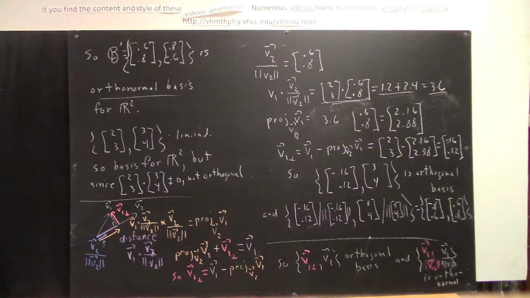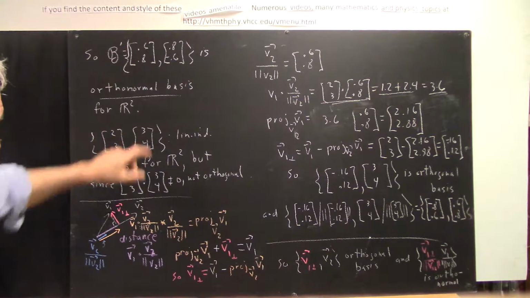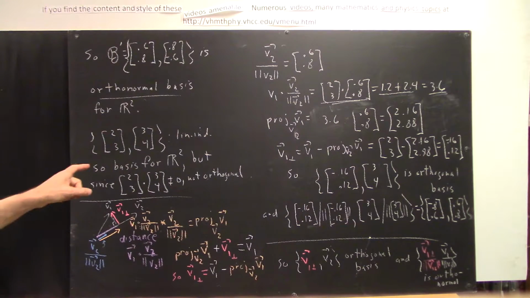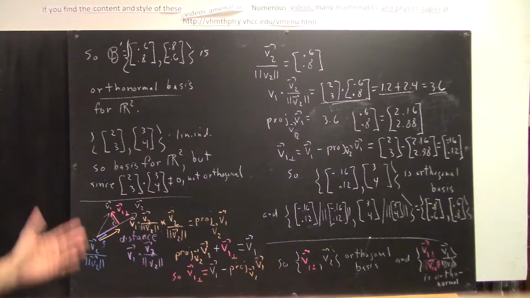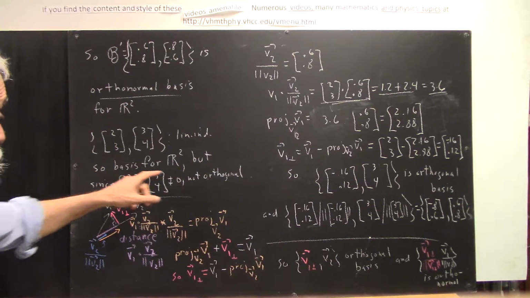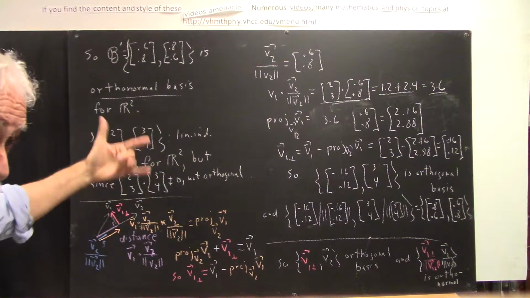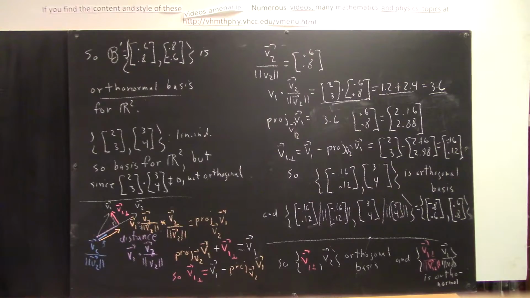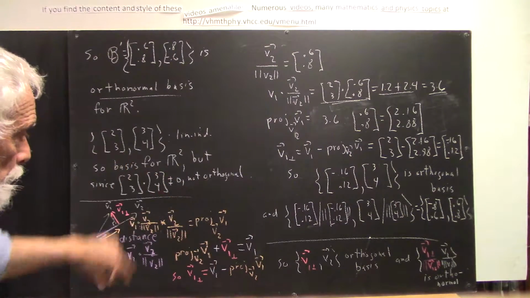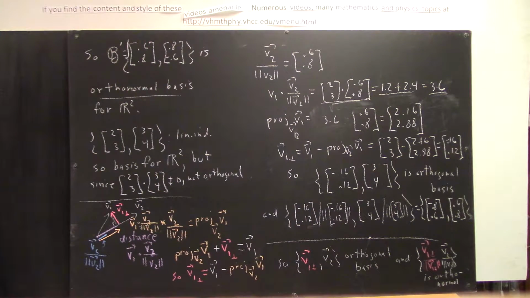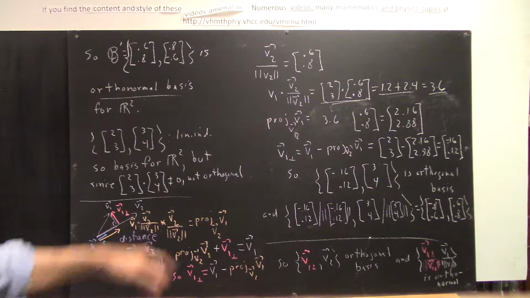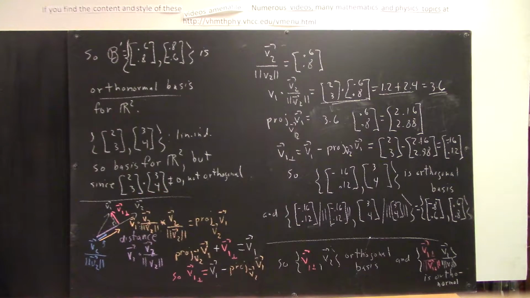So, let's now look at this set. Okay, this set is linearly independent. You can easily prove that, and we know how to prove that. So it's a basis for R2, because two linearly independent vectors in R2 constitute a basis. But the dot product of these two vectors is not 0. What do we have? We have 6 and 12, which is 18. That's certainly not 0. These are not orthogonal. What are we going to do about this?